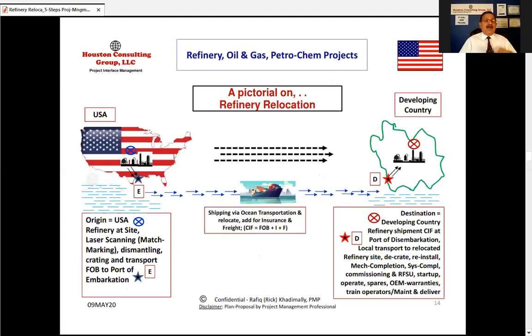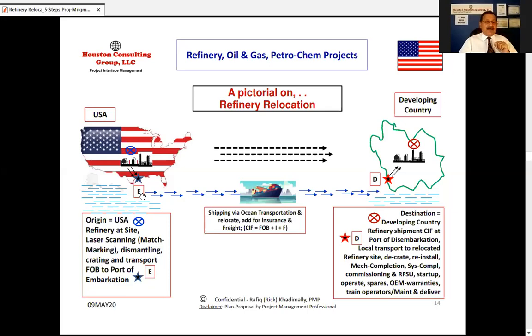So look at it on the left-hand side. I've got USA. It's a hypothetical case that a plant is available, which is the origin USA. And right here, the refinery is there, and then the double arrow shows that it is moved from there to the port of disembarkation. I'm sitting in Houston, so I use this example, the port of Houston. So: refinery at site, laser scanning, match marking, dismantling, crating, and transportation free on board, FOB, to the port of embarkation.